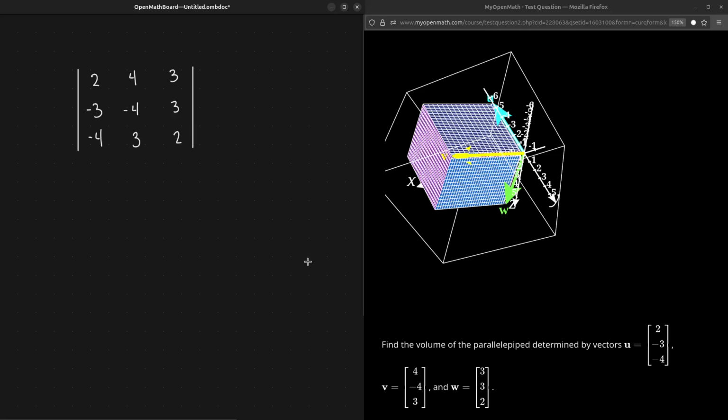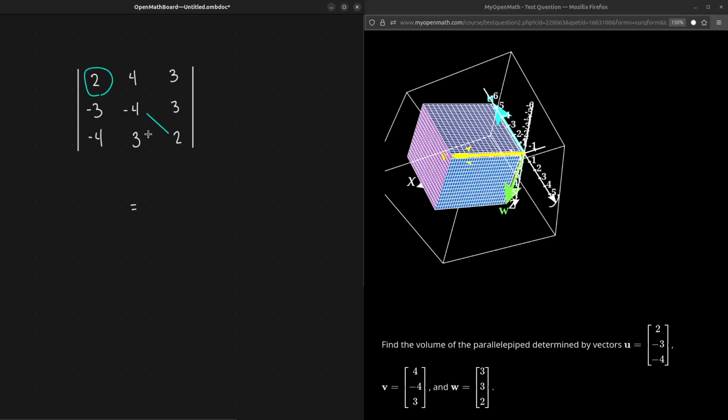Okay. Now, as I've mentioned before, I've written the vectors as columns of the matrix. If you write them as rows of the matrix, you're going to get the same result because the determinant of a matrix and the determinant of its transpose are the same. Okay, so let's take the 3 by 3 determinant.